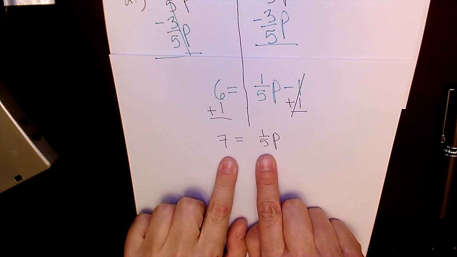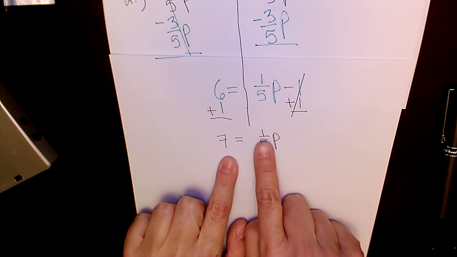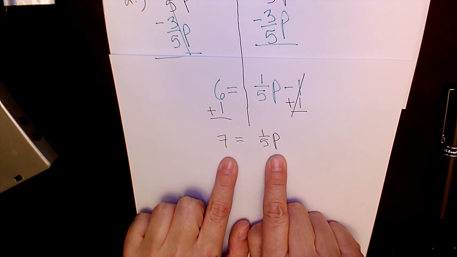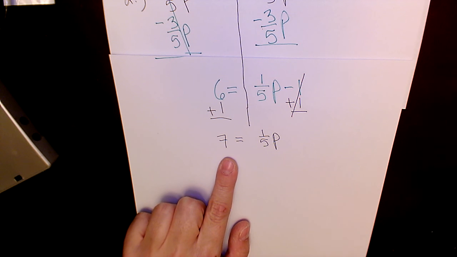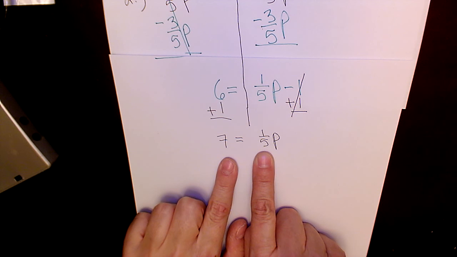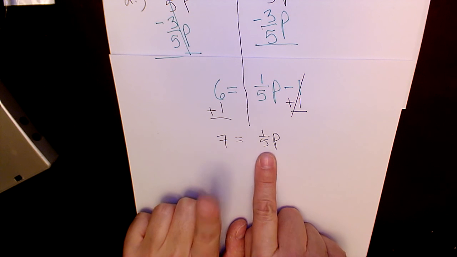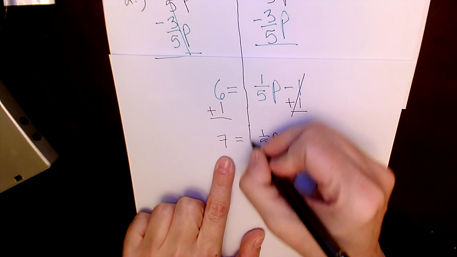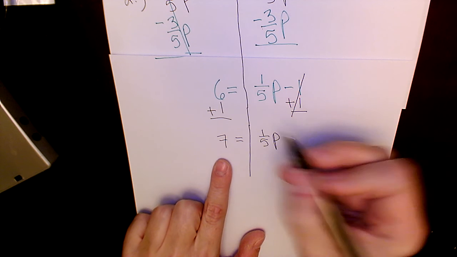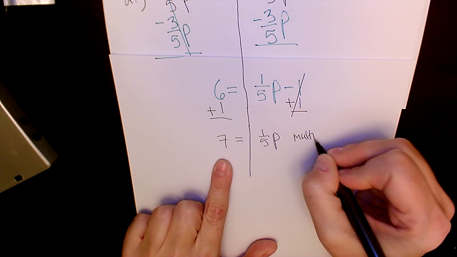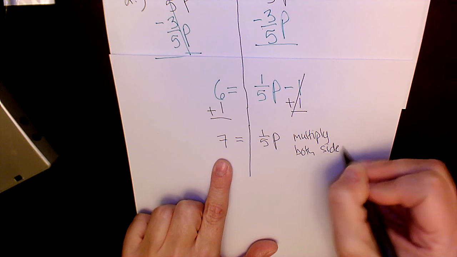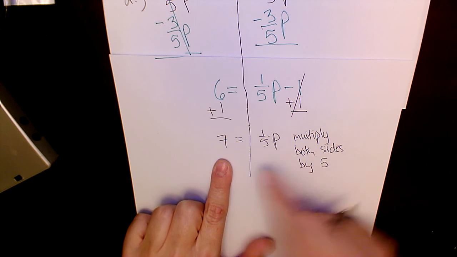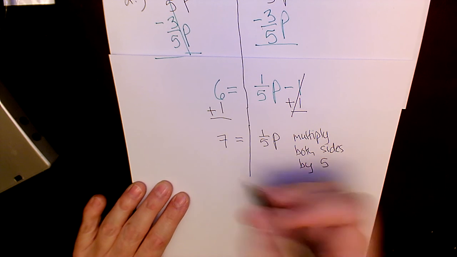Okay, do we remember what we do when we have a fraction sitting with the letter? And we need to get rid of that fraction. Well, we see we've got a 5 in the bottom. We're going to multiply each of these sides by 5. So let me write that out. Multiply both sides by 5 because 5 is in the bottom.